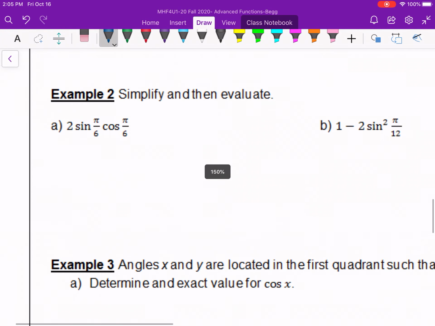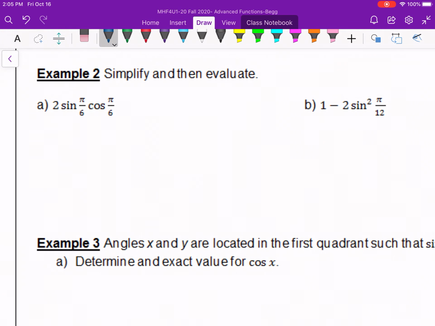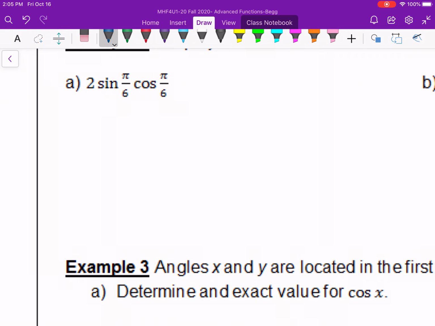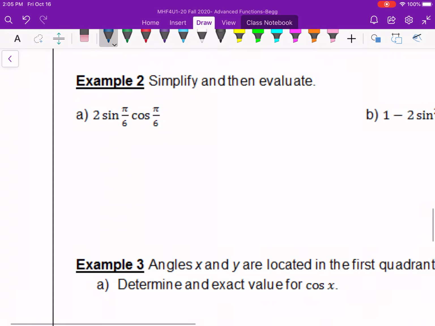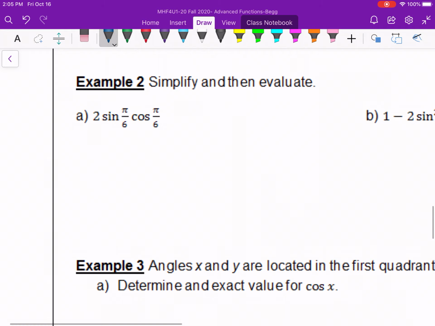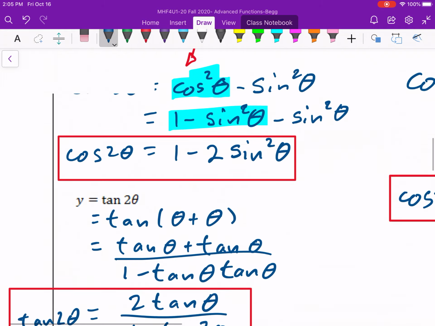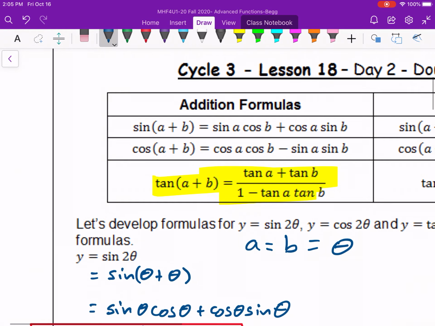Here's some where we can simplify and then evaluate. If we look at part A, 2 times the sine of pi over 6 times the cos of pi over 6. We have special triangles for pi over 6, so we could certainly figure that out. But we could also use the double angle formulas to help us simplify it first and make it a bit easier, because you may recognize that this is actually just the sine double angle formula.